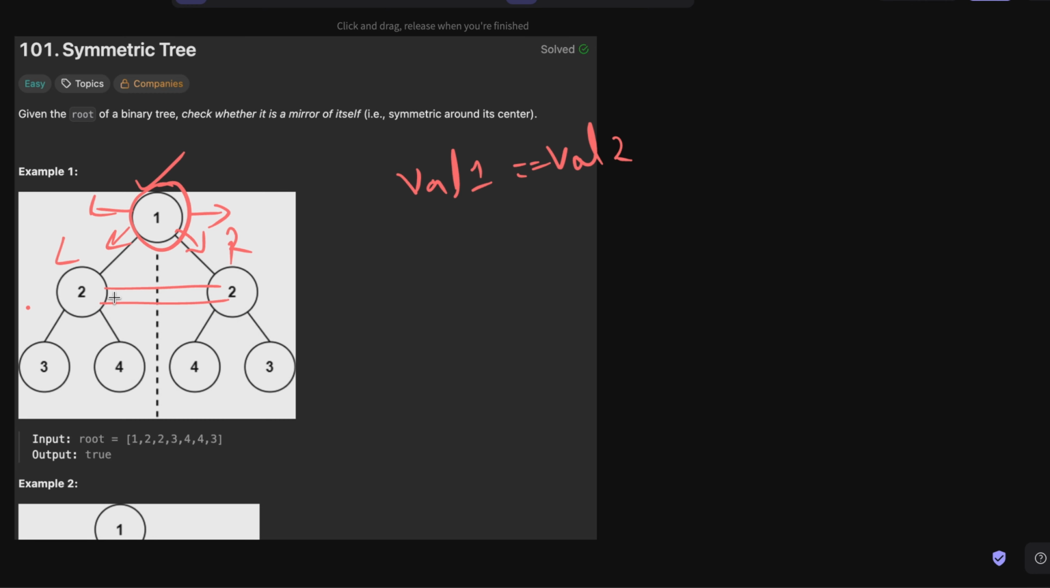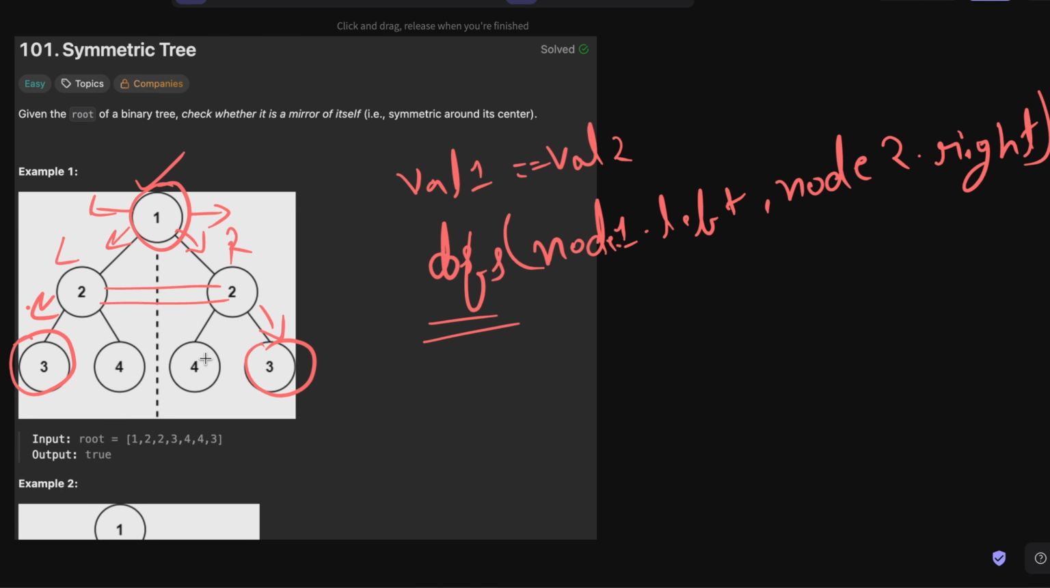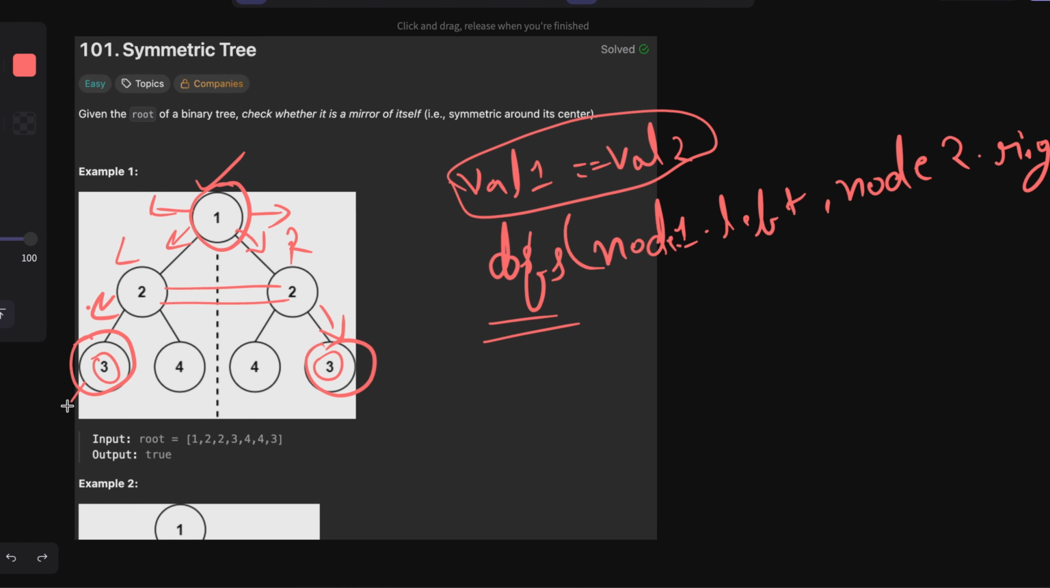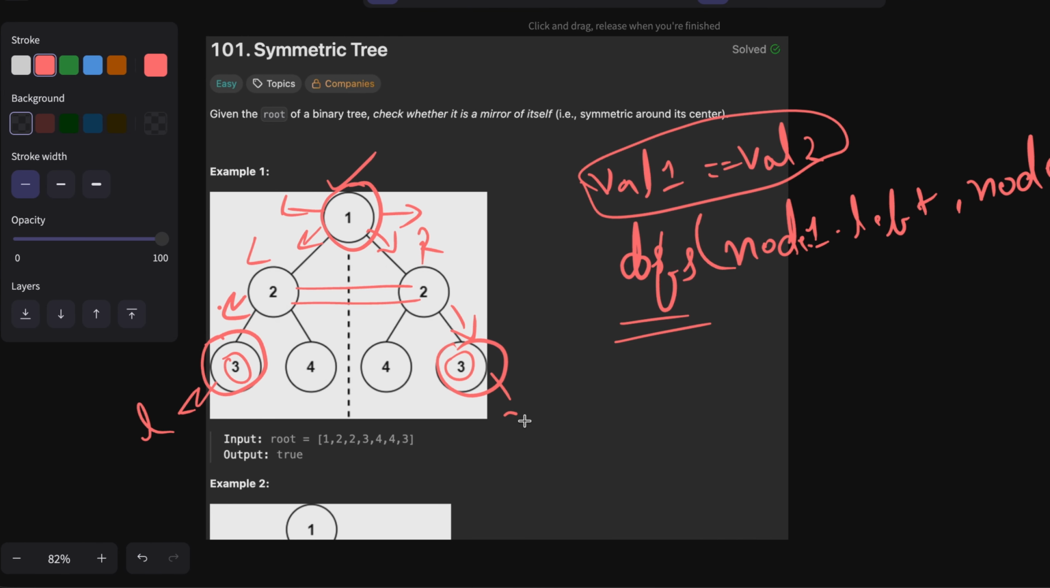So after observation, we could see that this particular node should be equal to this particular node and this particular node should be equal to this particular node. So in the next DFS call, we will send the left node of this left subtree, and we will send the right node of this right subtree. So in this particular DFS call, we will again check the values with the help of the base case, whether these two values are equal or not. If they are equal, then again we will take the left of this and the right of this. But eventually we will reach a point where we will have a leaf, and from there we can start returning.